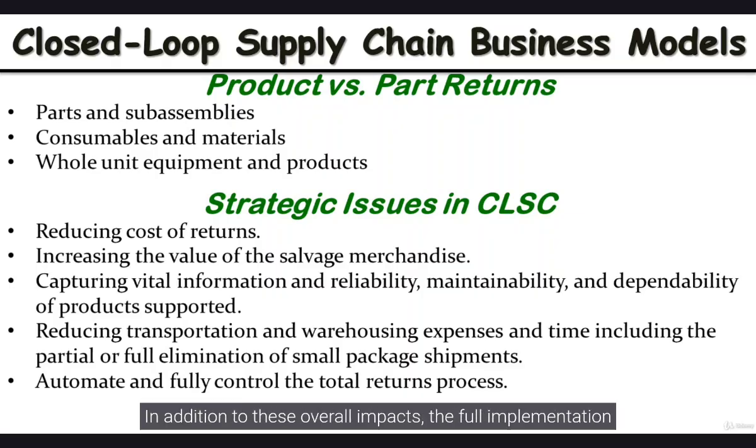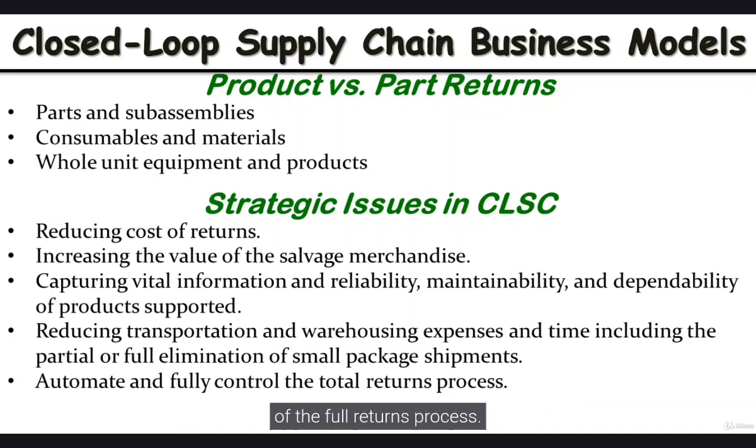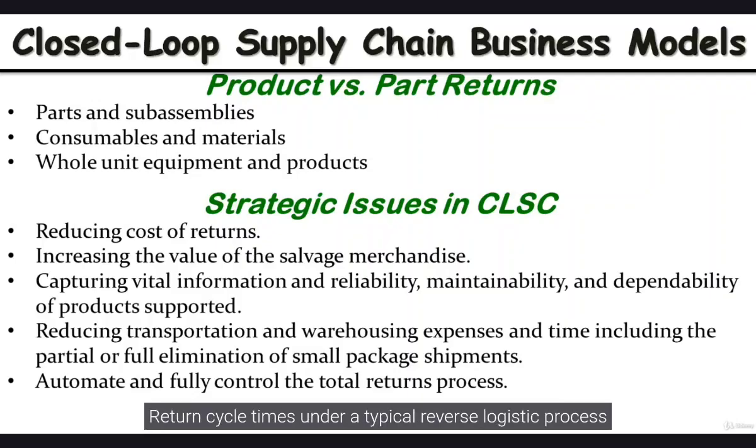In addition to these overall impacts, the full implementation of closed-loop supply chains has the major advantage of pushing the resolution of the returns upstream through centralization and overall control of the full returns process. By centralizing the management of the returns process, decisions with respect to repair, refurbishment, disposition, and secondary market sales can be made more efficiently. This reduces transportation and time costs through multiple touchpoints and eliminates long cycle times in resupply, thus reducing the levels of service inventory investment requirements. Return cycle times under a typical reverse logistic process as compared to a high-tech closed-loop supply system demonstrate the real operational value in terms of reduced time and cost of moving to a full closed-loop supply chain system.